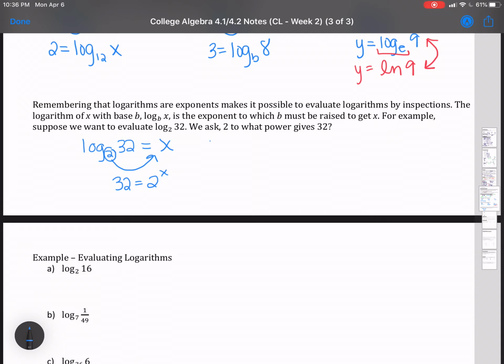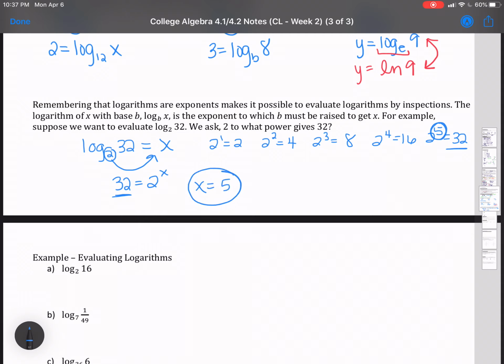So 2 to the first equals 2. 2 squared equals 4. 2 cubed equals 8. 2 to the 4th equals 16. 2 to the 5th equals 32. Well, 32 is the number we were looking for. That means our x value is our exponent. So x equals 5.